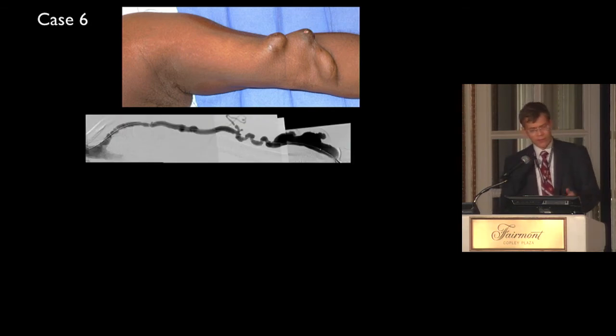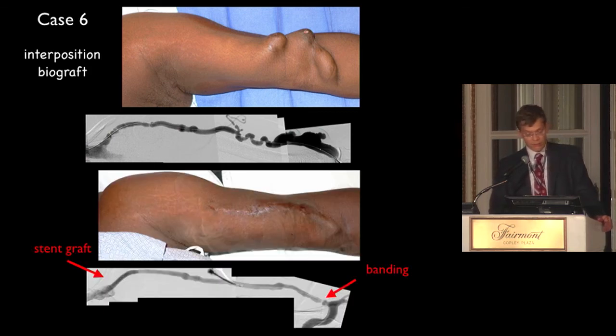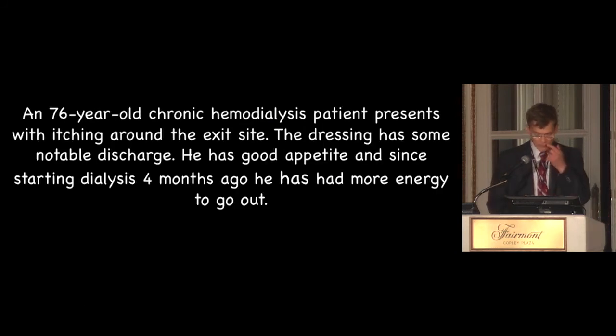A different approach, instead of aneurysm raphy, would be segmental replacement of these enlarged segments with biografts and the flow reduction by banding, but you always have to make sure that your outflow segment is not chronically stenosed. And in this case, a stent graft was used.